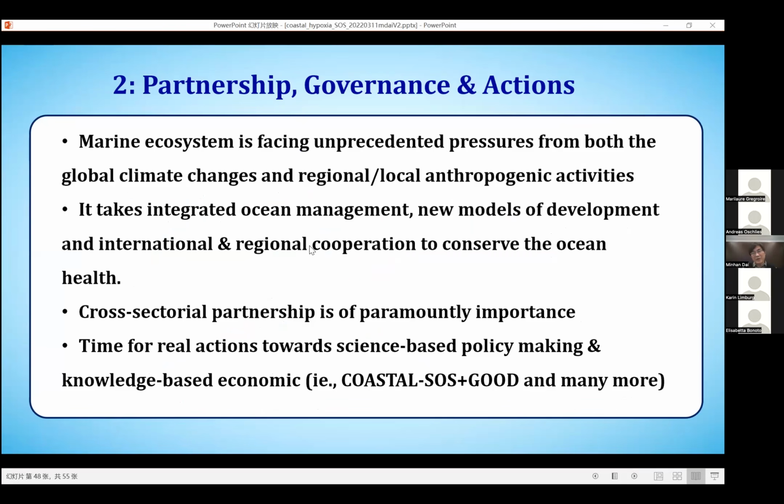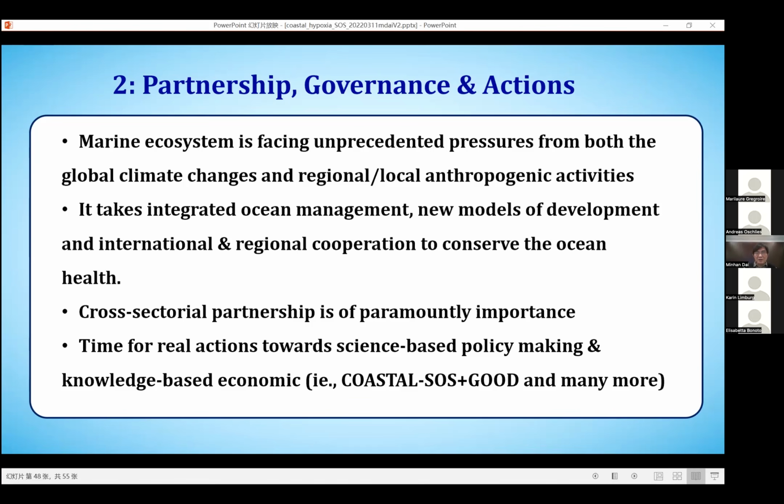And the second perspective I want to put forward is partnership, governance, action. I hope the previous two talks plus my talk have convinced you that the marine ecosystem is facing unprecedented pressure from both anthropogenic activity and climate change. It takes integrated ocean management, new models of development, in particular agriculture and city-level management, and, of course, international and regional cooperation to conserve ocean health.